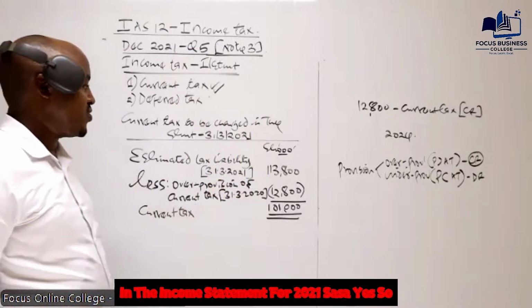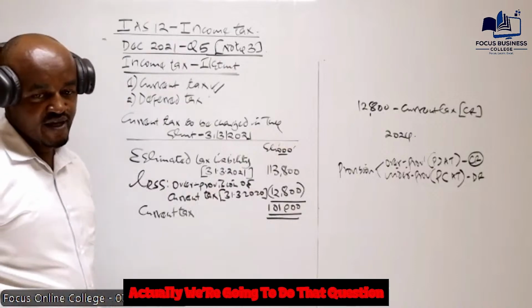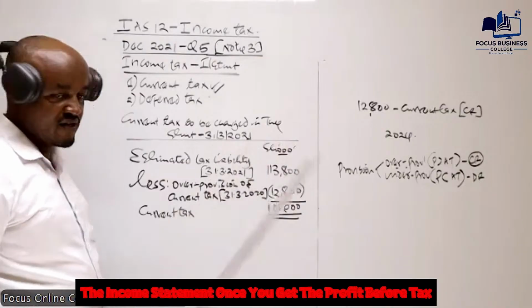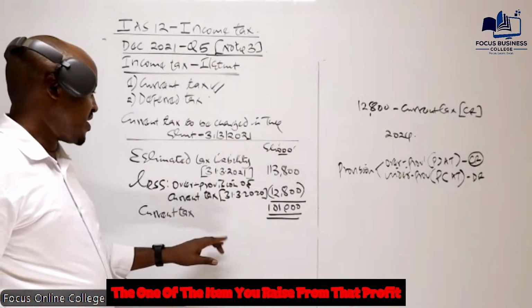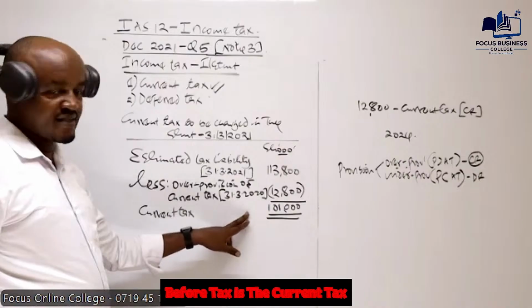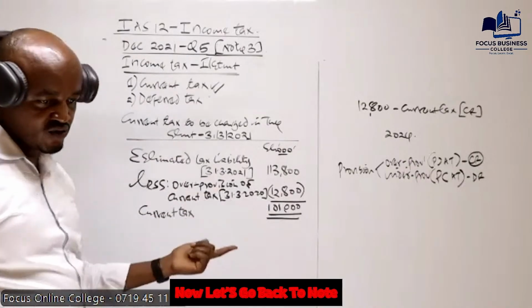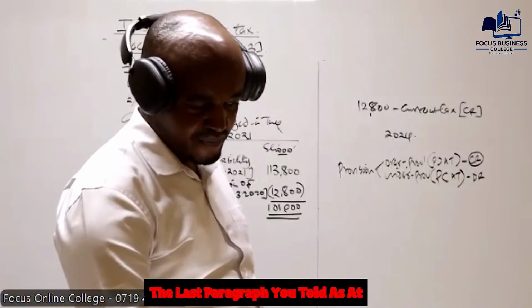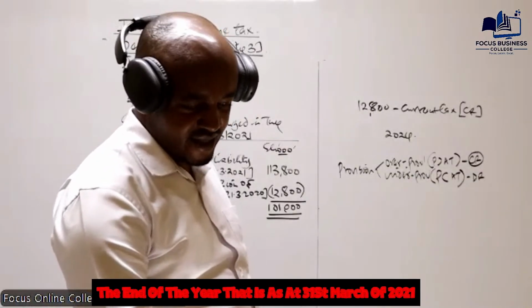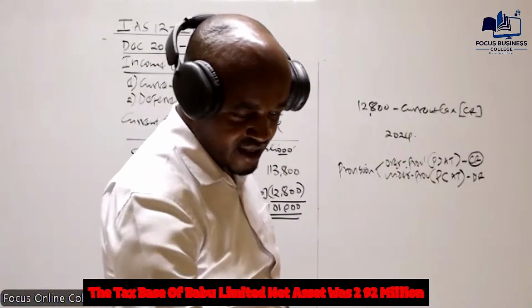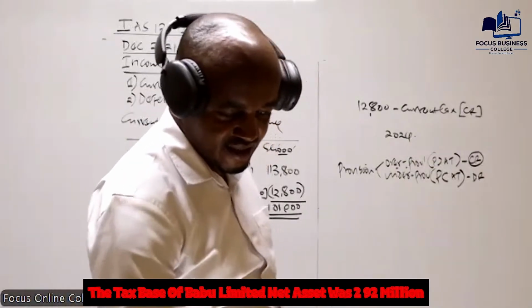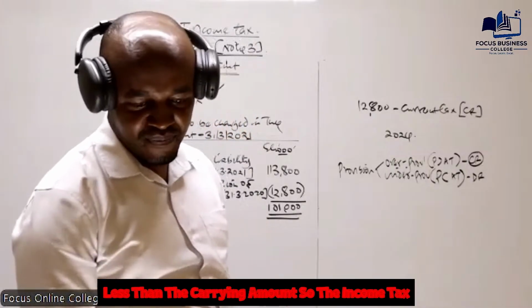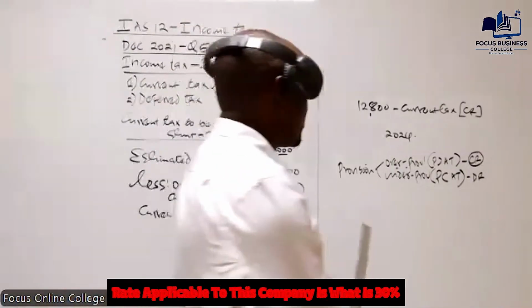So when, for example, actually we are going to do that question in our next topic. So when preparing the income statement, once you get the profit before tax, one of the items you raise from that profit before tax is the current tax. Now let's go back to note number 3, specifically the last paragraph. The last paragraph you're told is at the end of the year, that is at 31st March of 2021, the tax base of Babu Limited net asset was 292 million less than the carrying amount. So the income tax rate applicable to this company is what?